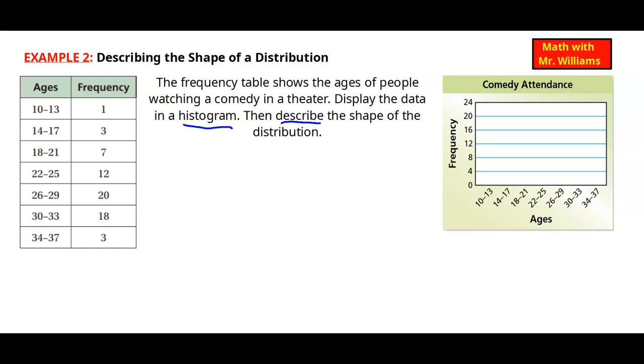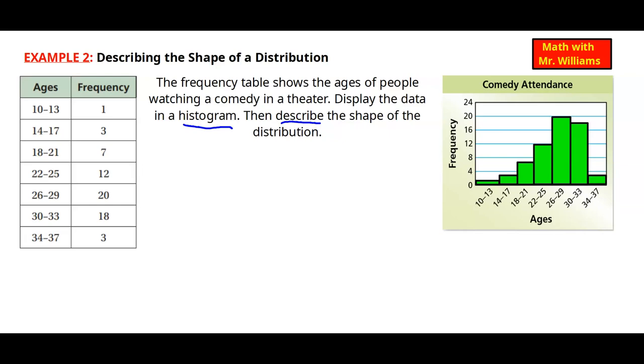So for ages 10 to 13, we have a frequency of 1. For the ages of 14 to 17, we have a frequency of 3. And then for 18 to 21, we have a frequency of 7. And for 22 to 25, the frequency is 12. And then for 26 to 29, we have 20. Then for 30 to 33, we have a frequency of 18. And lastly, from 34 to 37, we have a frequency of 3.